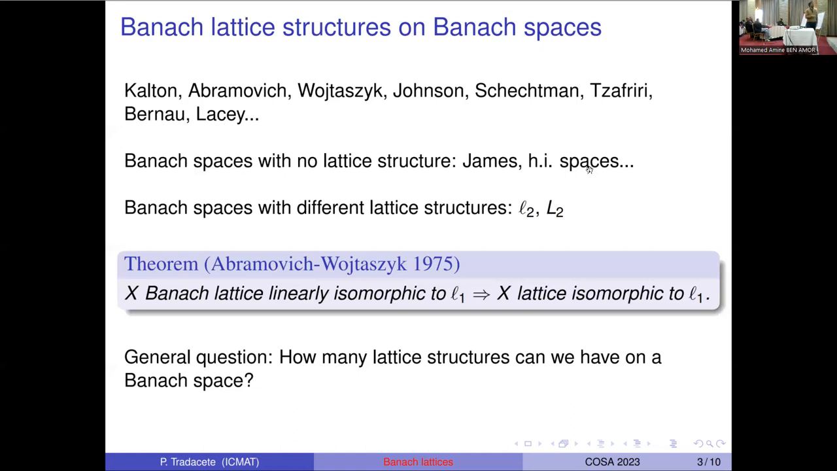And well, in general, one could ask the following deliberately vague question of how many essentially different lattice structures one could find in a given Banach space. As I said, it could be 0. It could be at least 2. In this case, you actually get infinitely many just by adding atoms; the number of atoms will determine the lattice type of the space. And in this case, we have one, but are there other examples? Well, there are, but it's work in progress to understand how many you could have on a general Banach space.